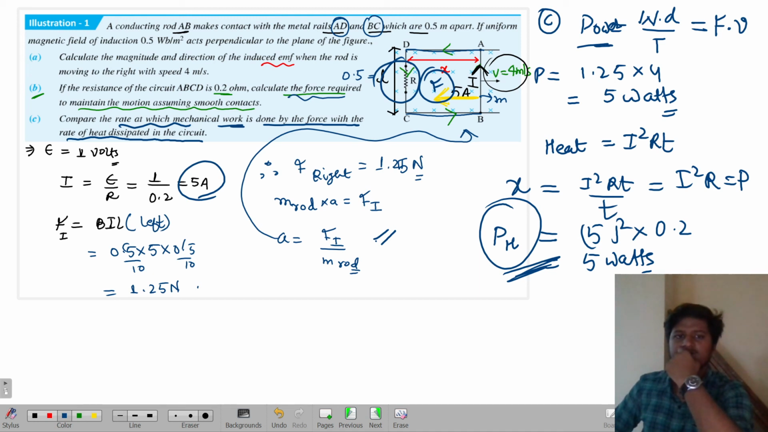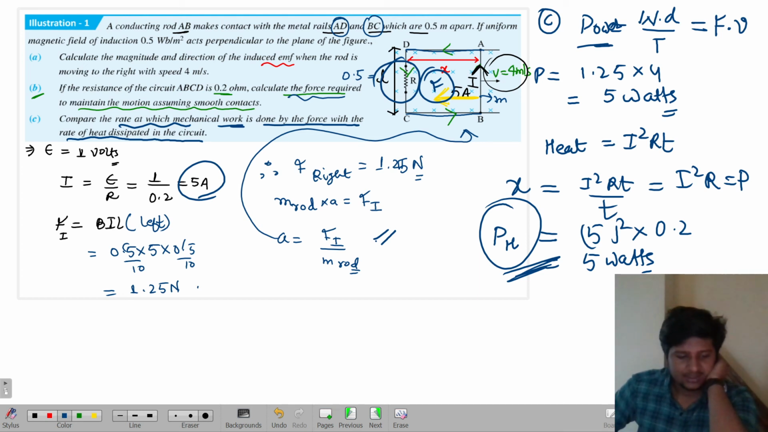1.25? No. It will be 5 ampere. Current I is equal to EMF by R. EMF is 1 volt. Resistance is 0.2. Decimal will go up. So current will be 5 ampere. Yes, current is 5 ampere.